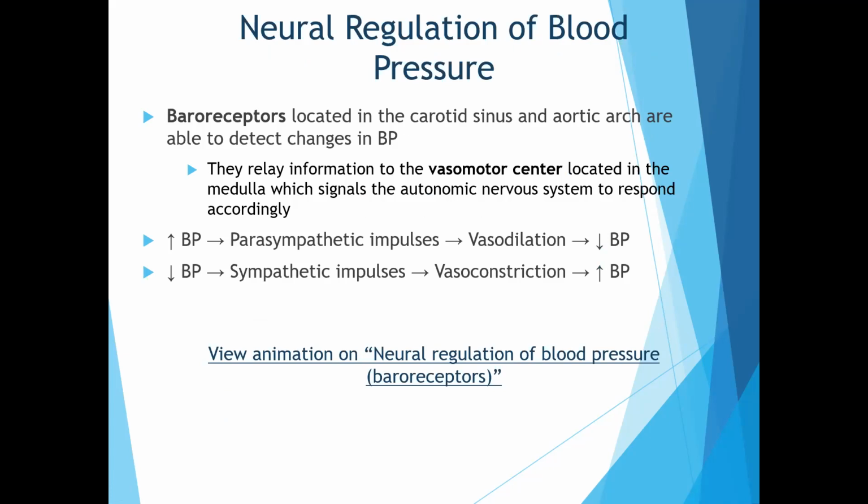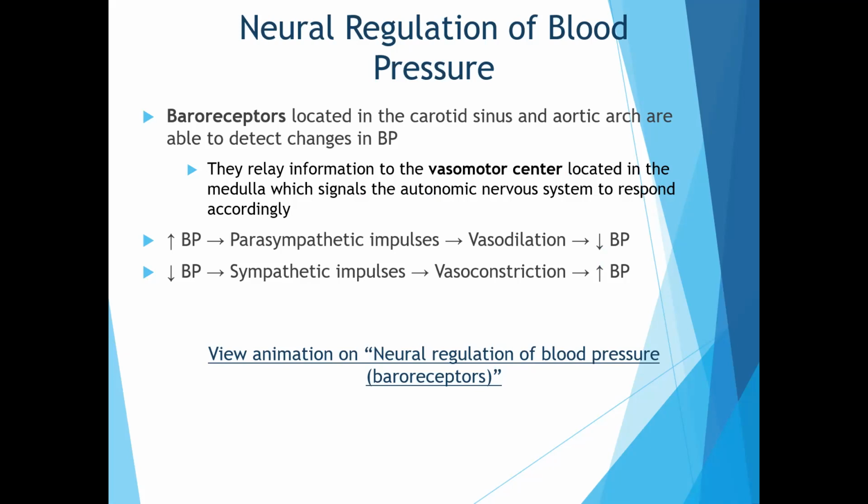We also have a neural regulation of blood pressure. So baroreceptors, which are pressure receptors, are located in our carotid sinus and aortic arch. They can actually detect what our blood pressure is and if it changes from our normal set point. So this is still, again, a maintenance of homeostasis mechanism. They're going to relay information to the vasomotor center in our medulla, up in the brainstem, and that's going to signal our autonomic nervous system to respond accordingly.